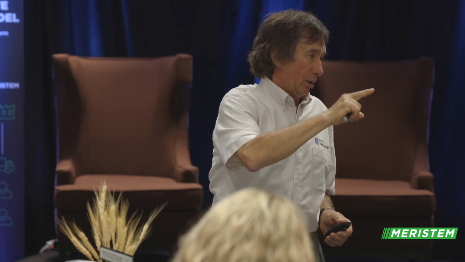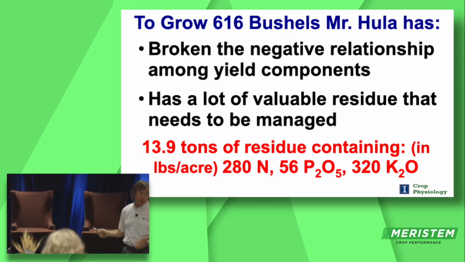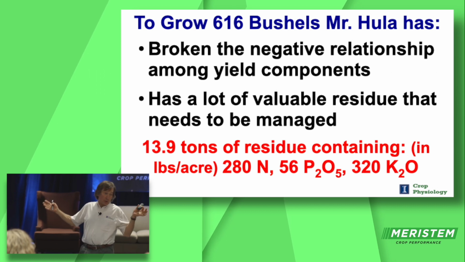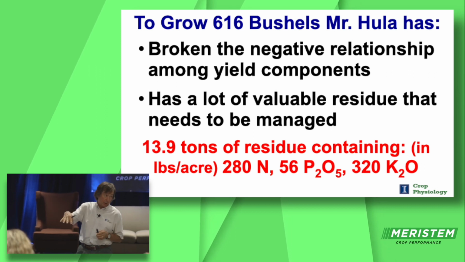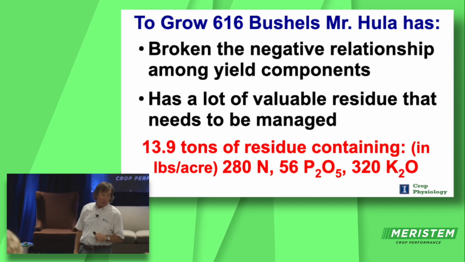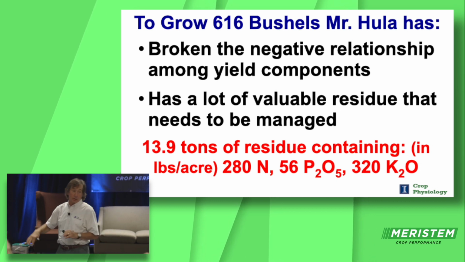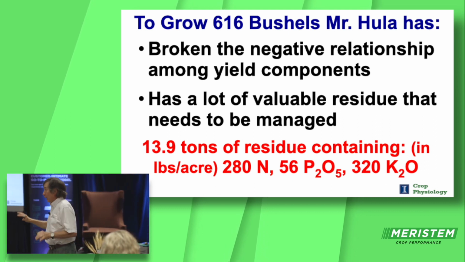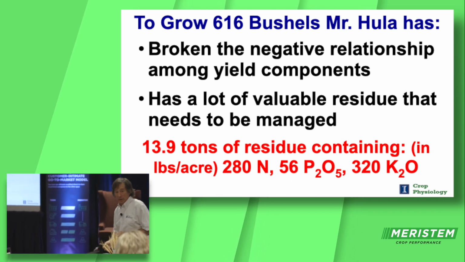I will tell you that you have the pleasure of hearing Mr. Hula tomorrow, and he has done something that nobody else has done. And that is, he has broken the negative relationship among yield components. Has to have done it. There's no other way to produce 616 bushels. He's broken that negative relationship. So, I mean, well done. That's the key. He's done that. Had to have multiple ears, tillers or something. I don't know how it happened.